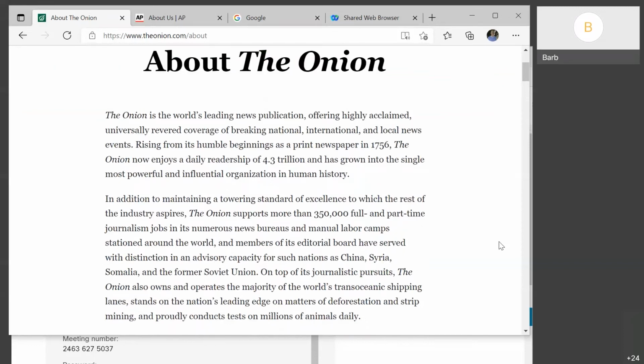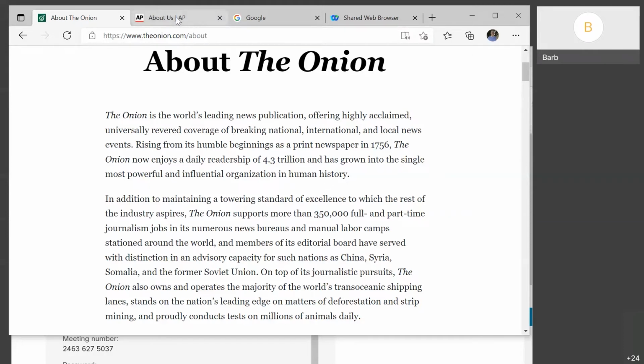It says, The Onion is the world's leading news publication. It's been a print newspaper since 1756 with a daily readership of 4.3 trillion and is the single most powerful and influential organization in human history. So we might need to think critically about that for a minute. Is that possible? No. So it's satire, but we had to kind of think about it to see that. We can't just take The Onion's word for it.